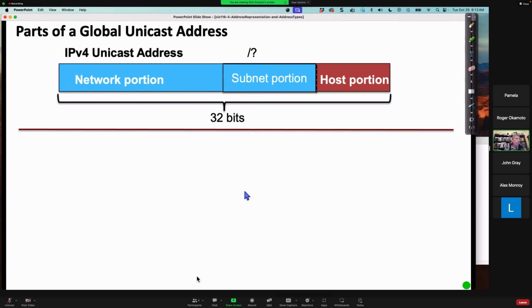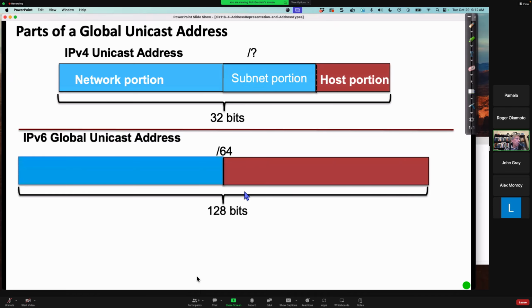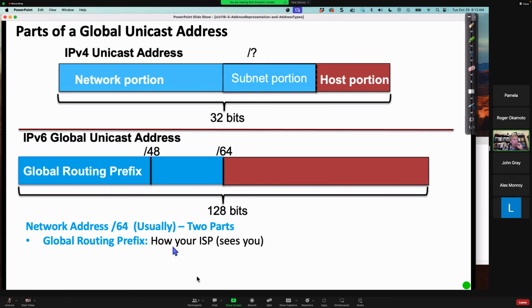Now for IPv6, it's a 128-bit address. The network address is usually going to be 64 bits, meaning internally what you're going to use. But there are two parts to it. There's what they call the global routing prefix. This is what your ISP has given you. This is how they see you. Typically, this is how the internet might see you.